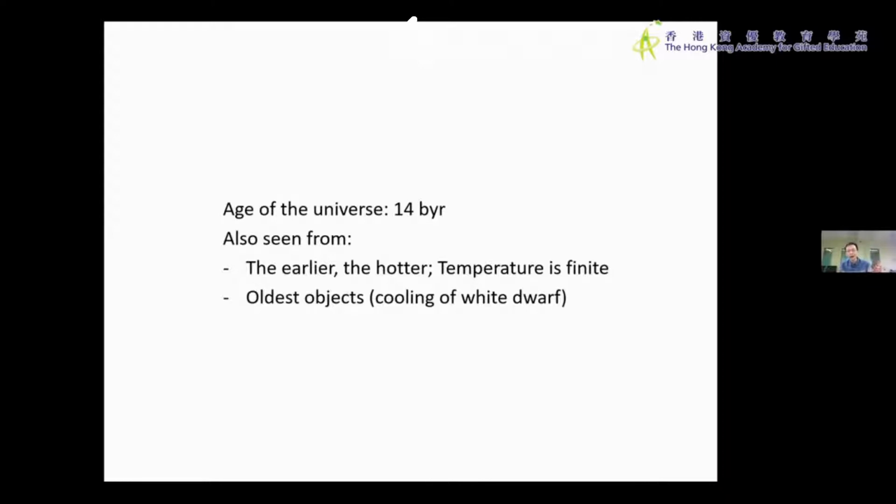And we can infer the finite age of our universe not only from Olbers' paradox, but also in a lot of other ways, including, for example, from the oldest objects in our universe, such as the cooling of white dwarfs, and from the temperature of the initial universe. From these ways, we infer that the age of our universe is 14 billion years.